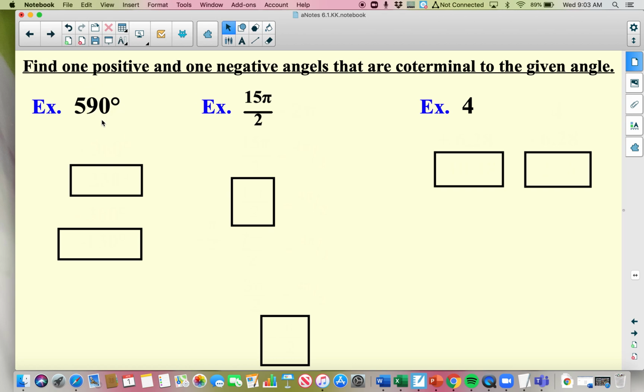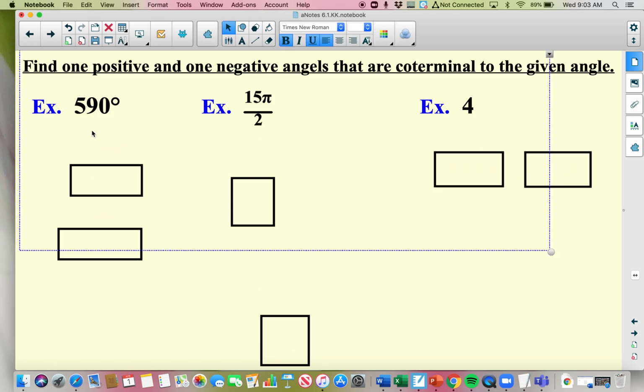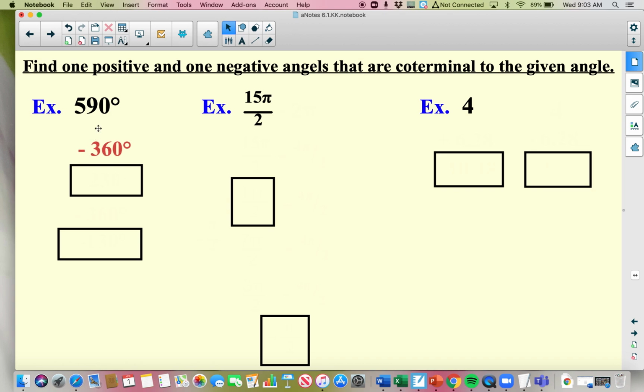So 590, being that's a large angle, I can add 360, I can subtract 360. It absolutely doesn't matter. There are infinite coterminal angles, right? So I'm going to subtract 360 just because I know I have to get to negative eventually. So 590 minus 360 is 230 degrees. So 590 and 230 are coterminal. That's my positive. Now I need to find a negative angle. So I'm going to just keep subtracting 360, which will bring me to negative 130. So negative 130, 230, and 590 are all coterminal angles. And like I said, I could go on forever.